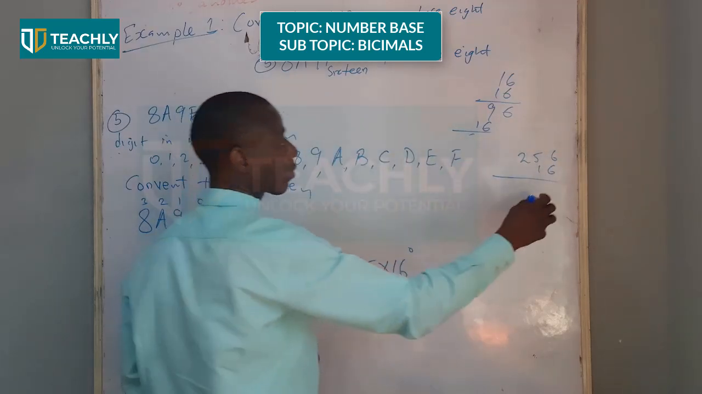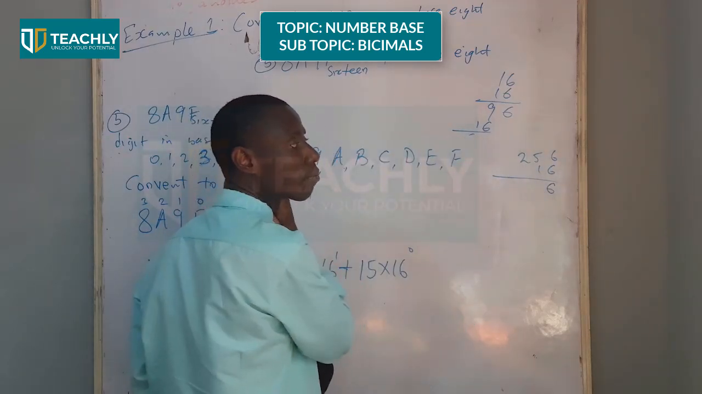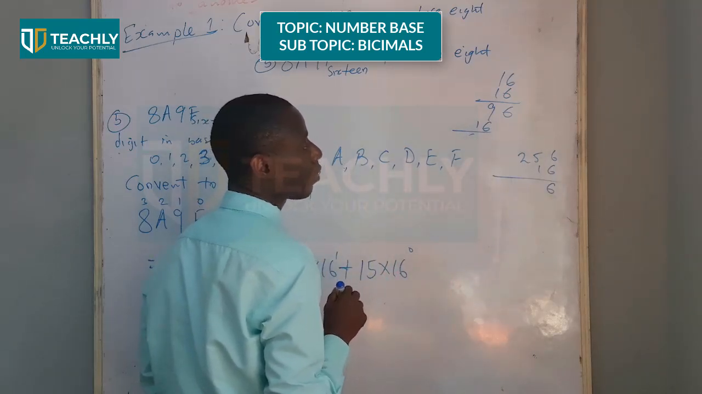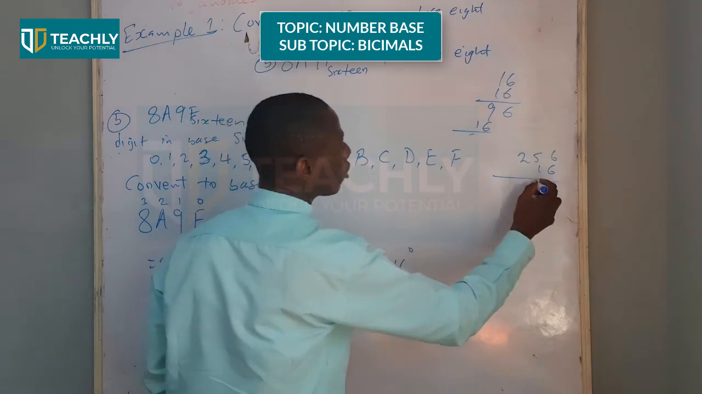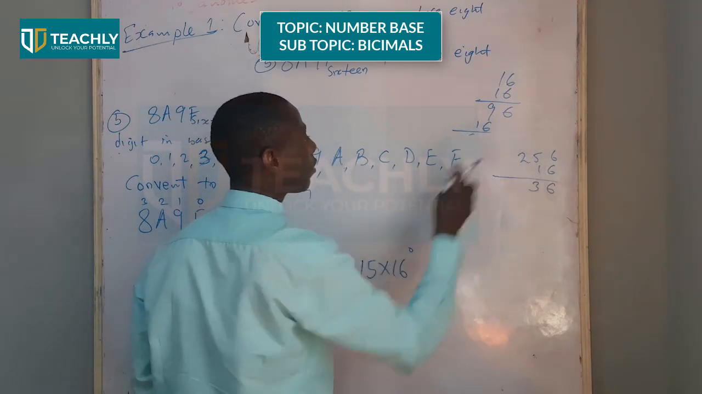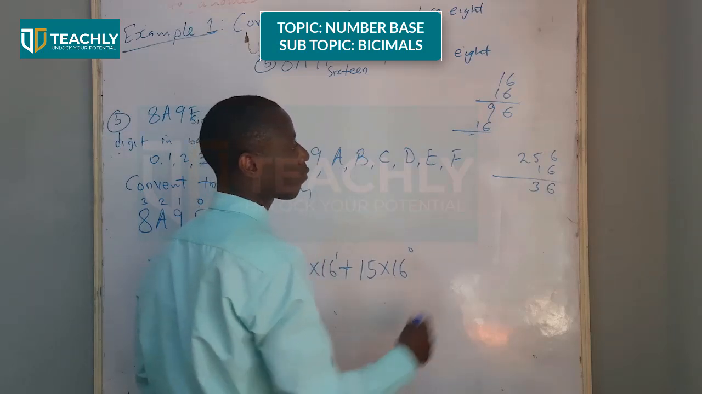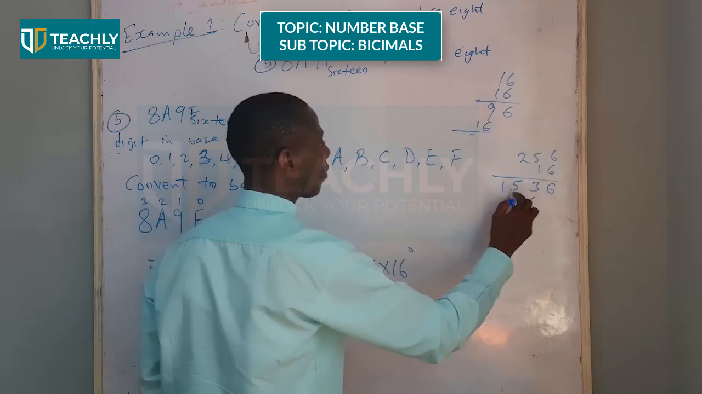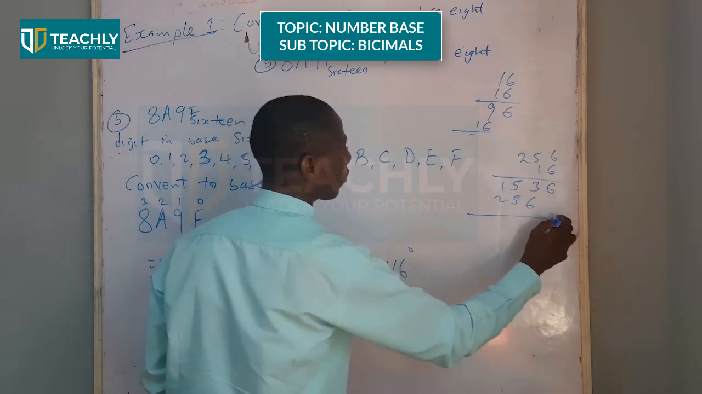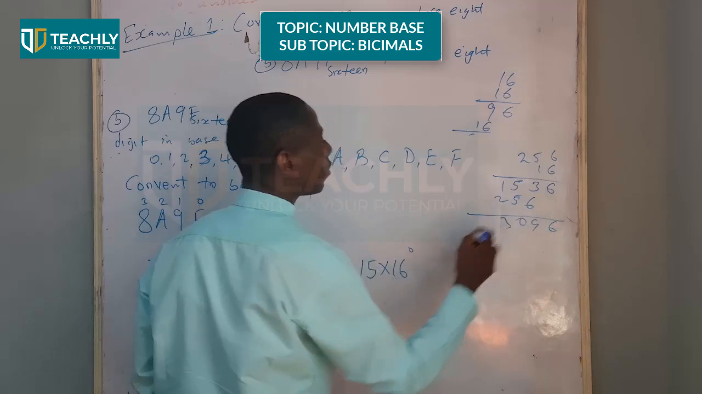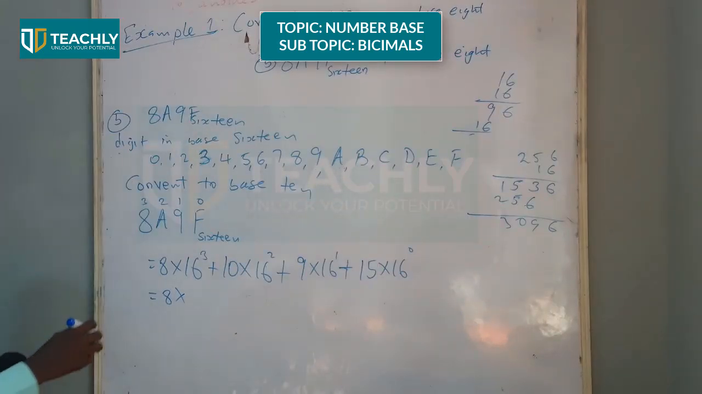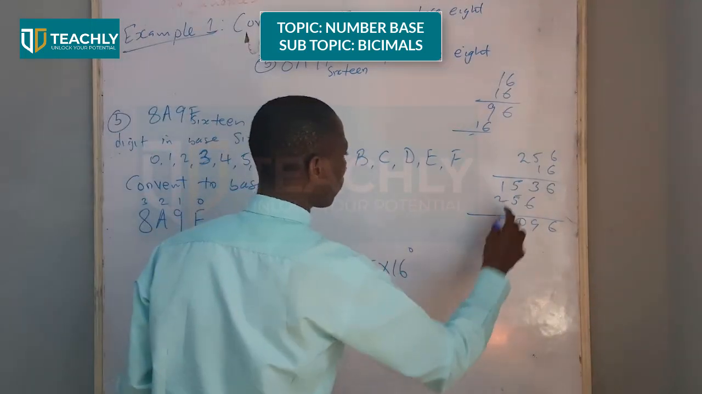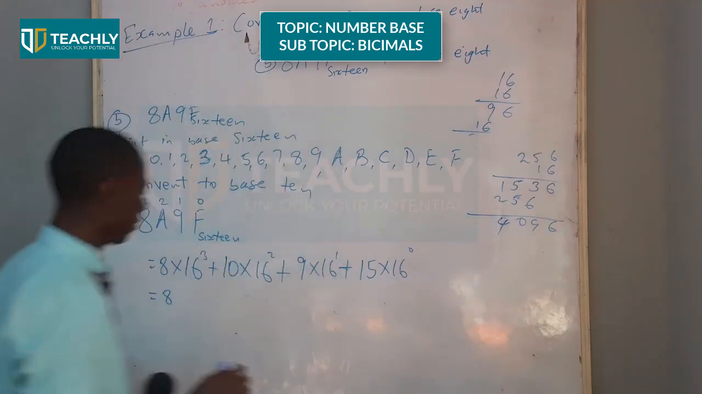256 times 16: 6 times 6, 36, we keep 3. 6 times 5, that is 30, that is 33, we keep 3. 6 times 2, that is 12, that is 15. 1 times 6 is 6, and 2. We will add, that is 4096. So 16 to the power 3 is 4096.